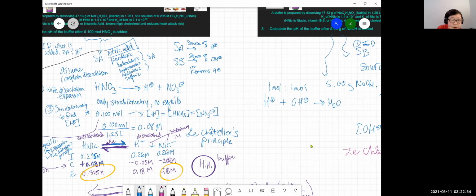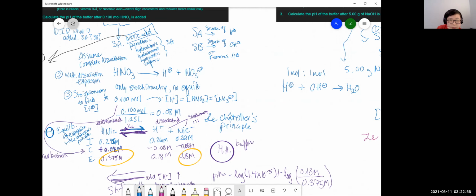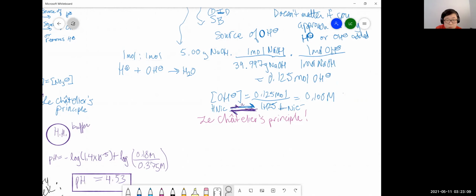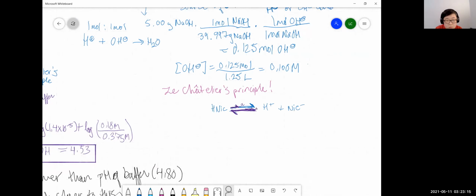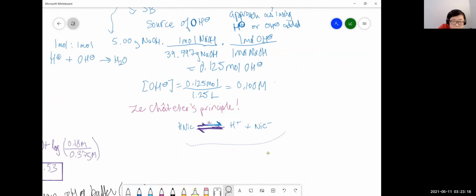Okay, so I'm just gonna copy and paste this guy once again. Okay, so I think that looks great. So what we're just doing is technically another ICE table idea.